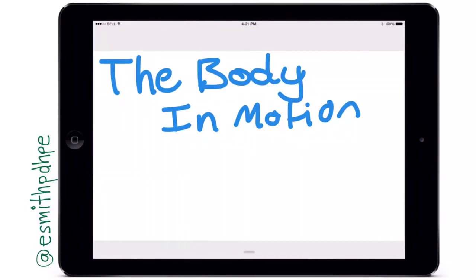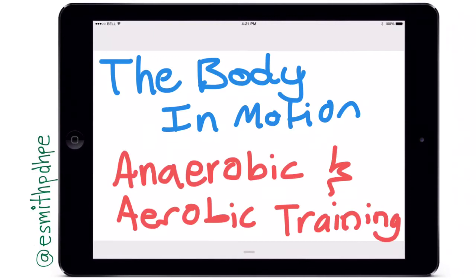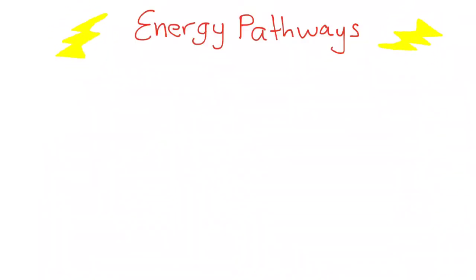Today we're going to have a look at the body in motion, and more specifically at aerobic and anaerobic training. So that we can develop an effective training program, it's really important to understand the correct energy pathway, or body system, that converts nutrients into energy.